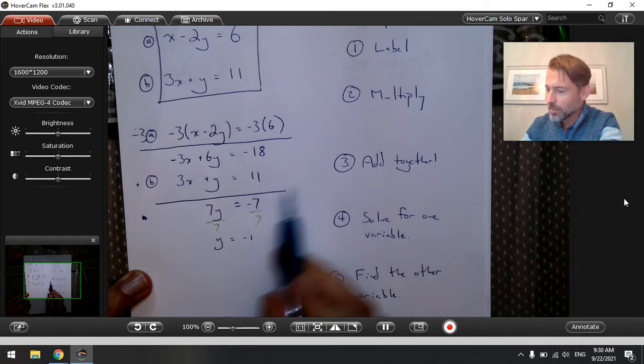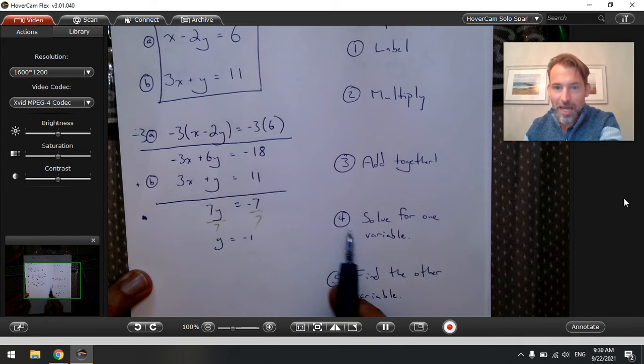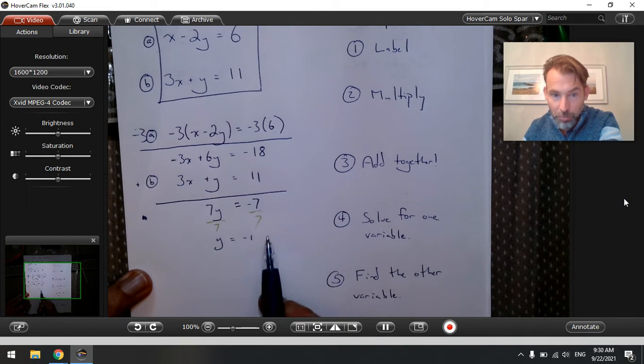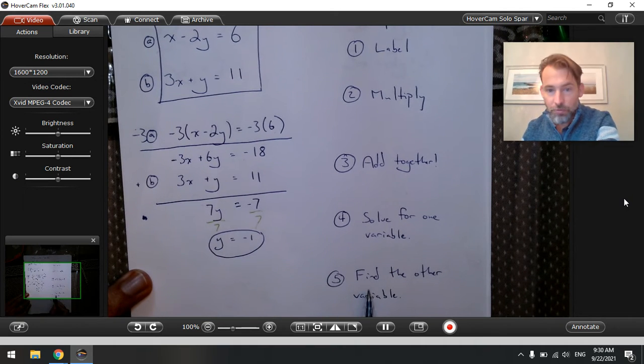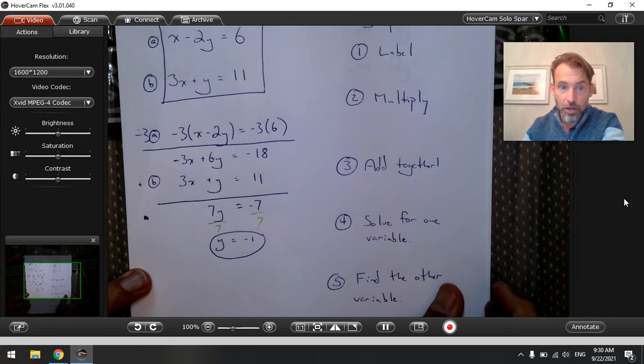Okay, so I added these equations together. I got this. Now I solve for one of the variables. Circle it. You're going to use that as part of your answer. Now find the other variable. Okay, now you're going to find the x. So how am I going to do that?